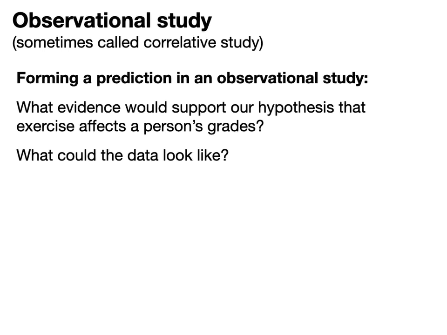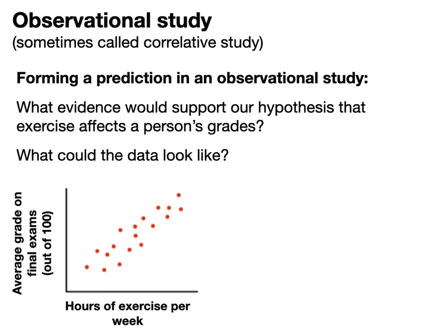All right, so let's form a data prediction. What would be the evidence that we would expect to support our hypothesis that exercise can boost a student's grades? What would that look like? Well, it would depend on how we chose to measure our variables. If we chose to, for example, measure the number of hours of exercise per week for each student, and say we have a sample of, there's probably like 25 students here, the evidence that would support our hypothesis might show that the students who have more hours of exercise per week have higher average grades on their final exams.